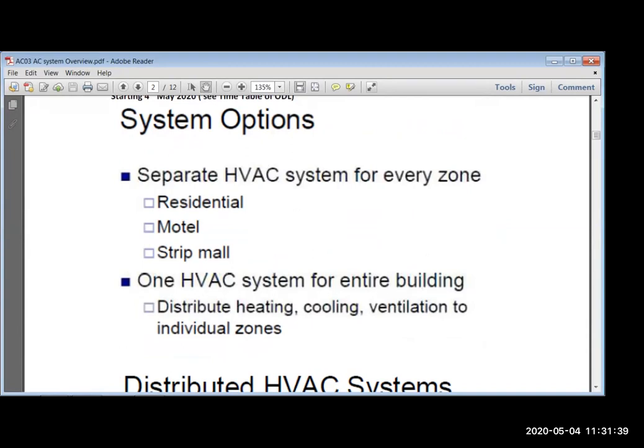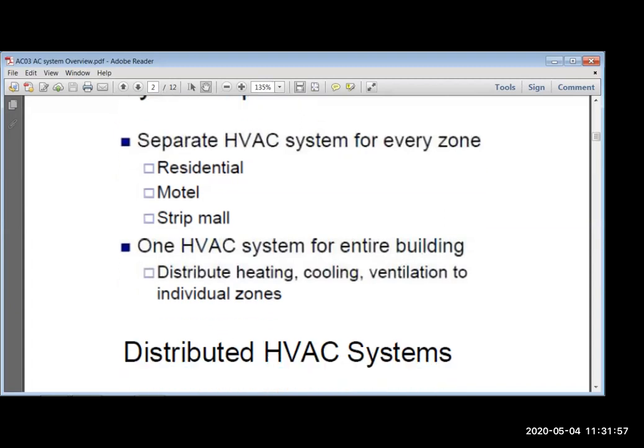Now, separate HVAC system for every zone. We may have residential buildings, motels, hotels, strip malls, big malls on the roadside. According to that, we have to design a separate HVAC system per zone. Within a residential building, with a flat system, we may distribute in the zone.